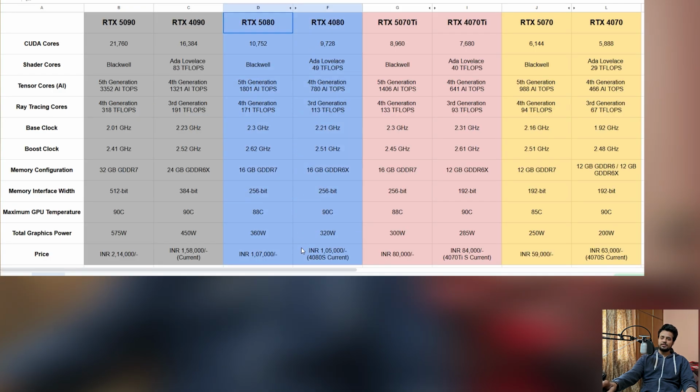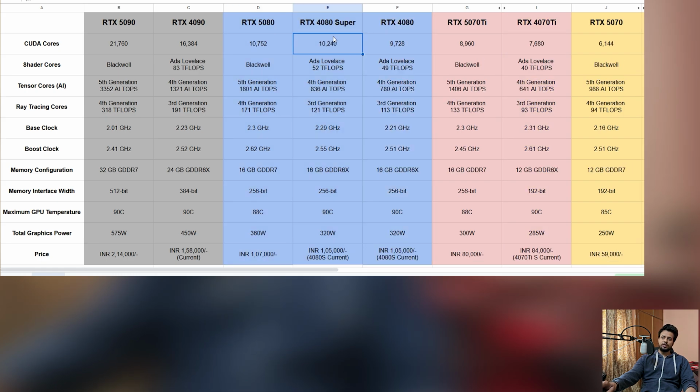Now, this is the comparison between the 5080 and the 4080, but you introduce a 4080 Super and the gains start to diminish. Now, from 10240 CUDA cores to 10752, 836 AI TOPS to 1801, 121 teraflops to 171, 2.29 to 2.3 base clock, 2.55 to 2.62 boost clock. The memory width and everything else remains the same.